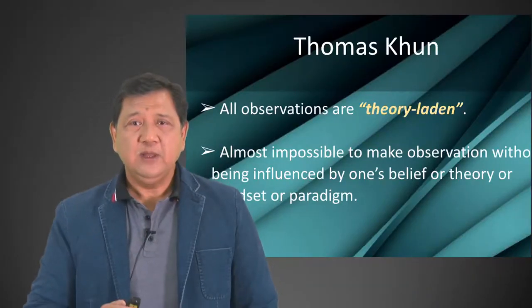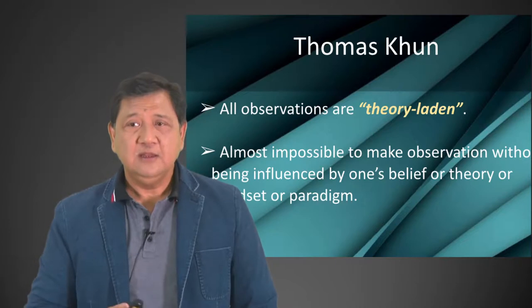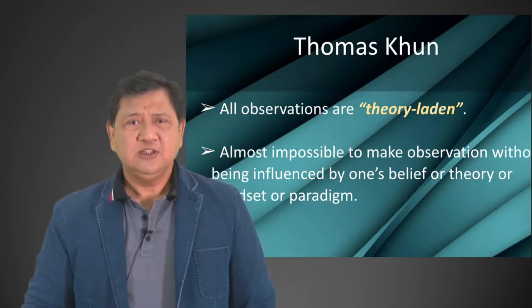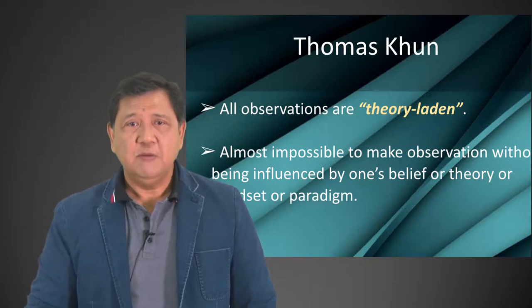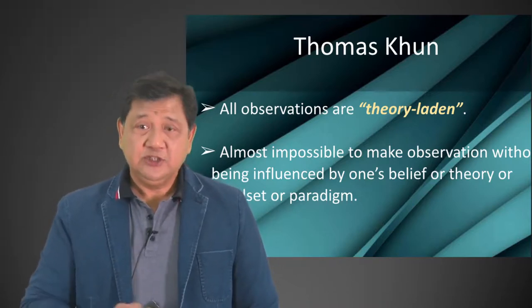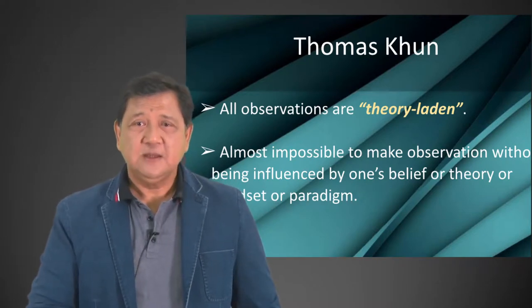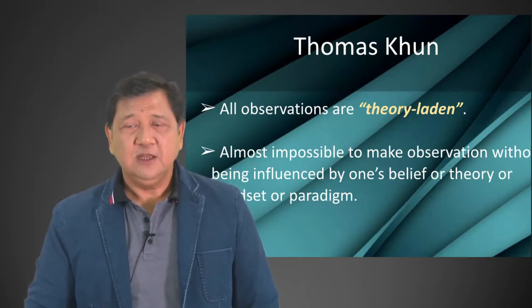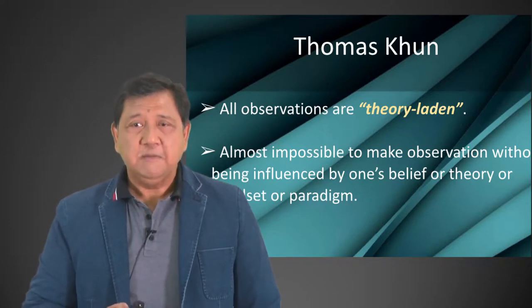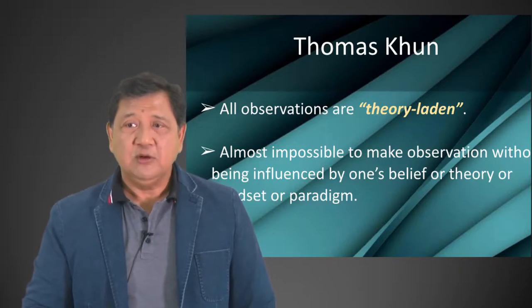Thomas Kuhn, who is also one of our science philosophers, observed, however, that it is very difficult to be objective. It is in our nature that we look at things within our own perspective, and therefore observation is theory-laden. It is almost impossible to make an observation without being influenced by one's belief or theory or mindset or paradigm. As you see here, science requires you to be objective, yet it is acknowledged that we have difficulty being objective because we are by nature biased in how we look at things.